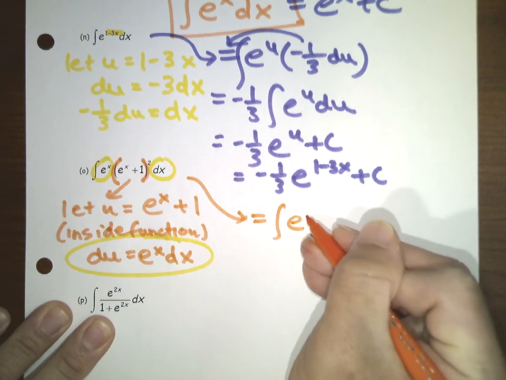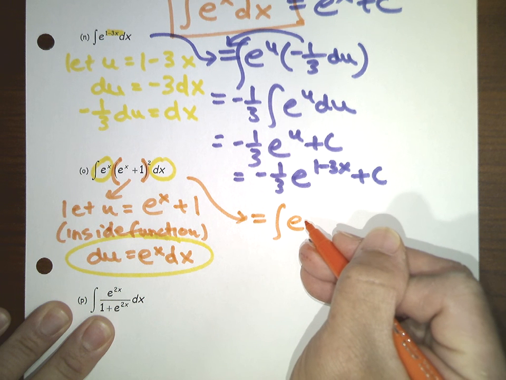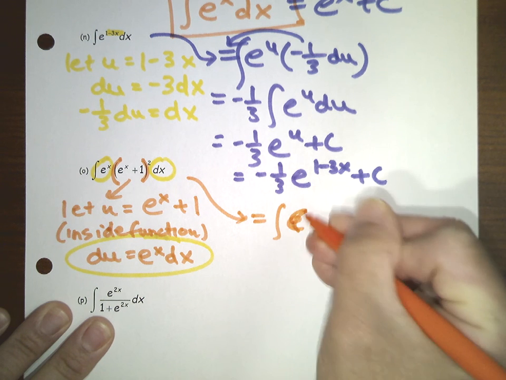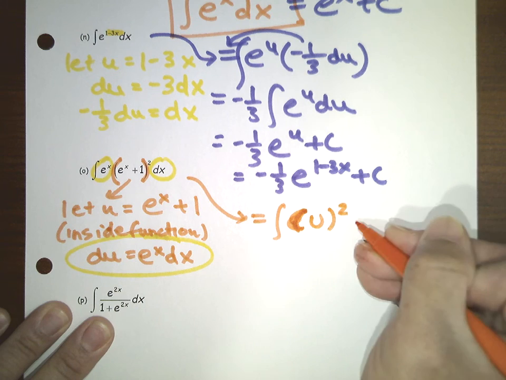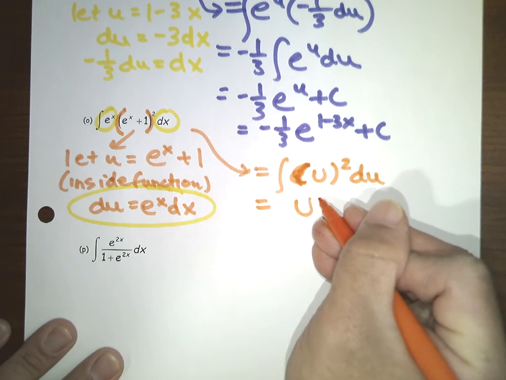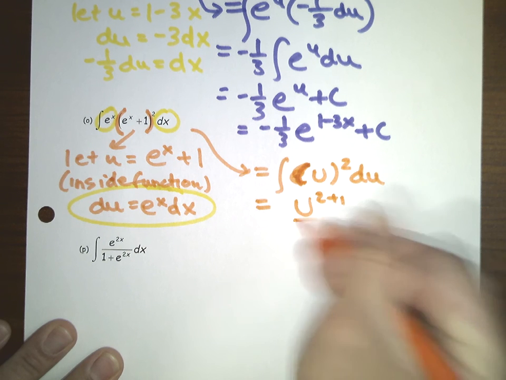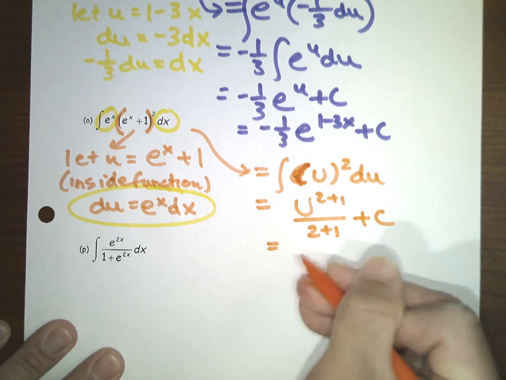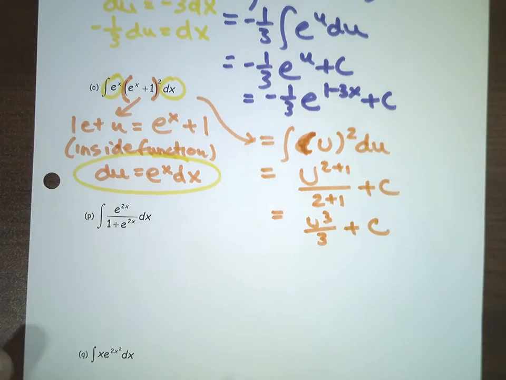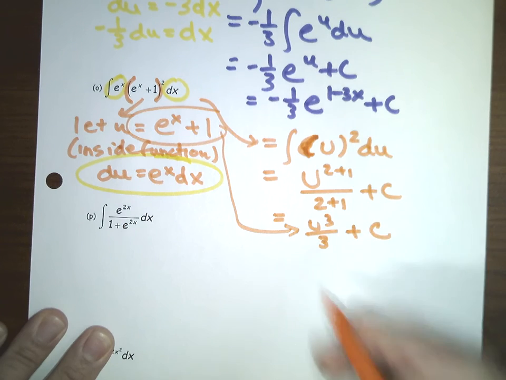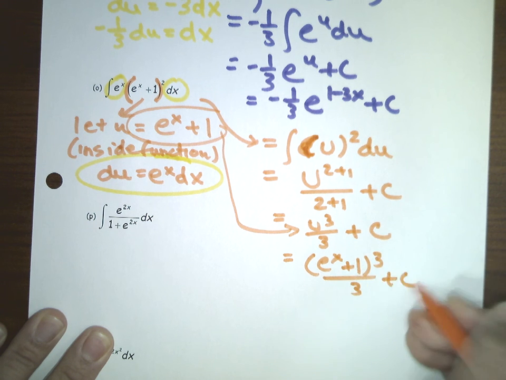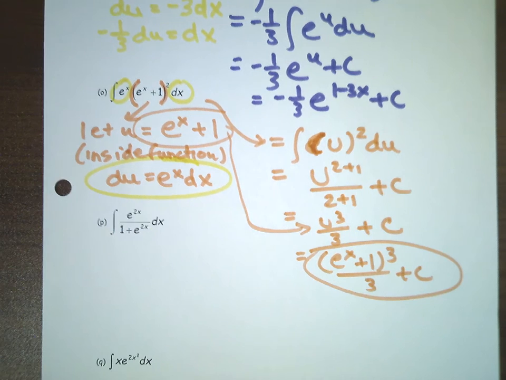the integral of e to the x dx was du. So that means what I have here is u to the second power du, and then I just use the power rule, so I add 1, so u to the 2 plus 1 over 2 plus 1 plus c, or u to the third over 3 plus c, and then I just substitute the u back in, so I have e to the x plus 1 to the third over 3 plus c. All right, what a time to be alive.